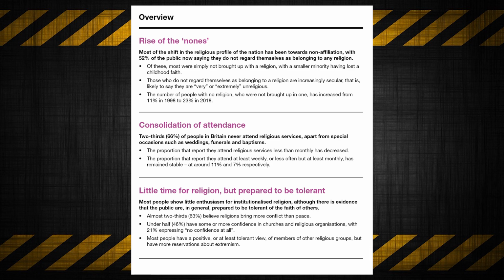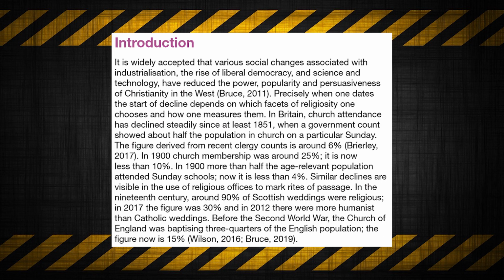Okay. There's then quite a long introduction, and I don't really want to read all of it out, but what I do want to read out is this one section that just gives you some idea of how much things have changed over the last century or so in Britain with regard to religion. In Britain, church attendance has declined steadily since at least 1851, when a government count showed about half the population in church on a particular Sunday. The figure derived from a recent clergy count is around 6%. In 1900, church membership was around 25%. It is now less than 10%. In 1900, more than half of the age-relevant population attended Sunday schools. Now it is less than 4%.